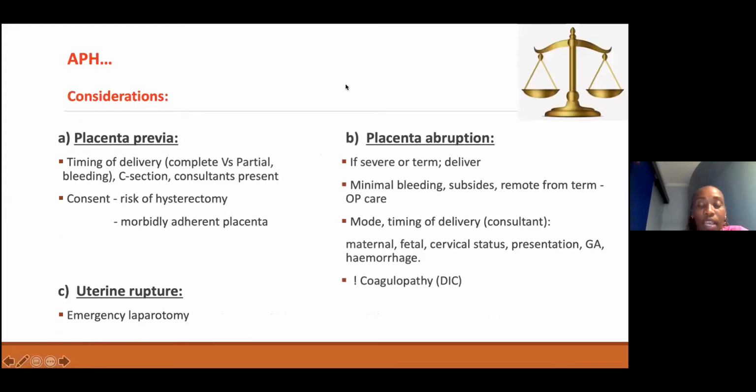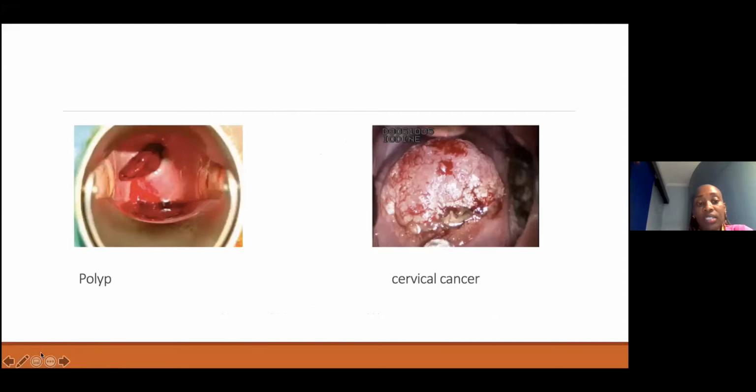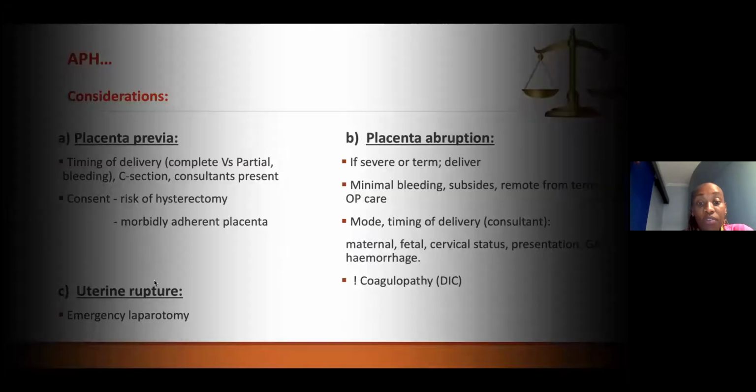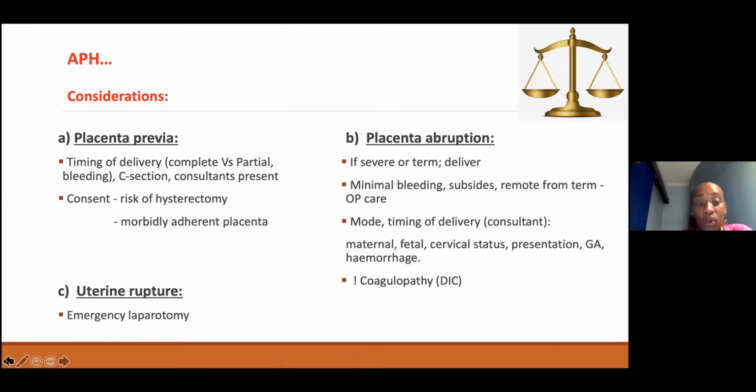Good. So with that said, you've done your initial acute management. There are some considerations which I won't dive into so much, because at this point you're going to manage the patient as a team. With previa, you need to consider when you are going to deliver this baby. Is it a complete previa, where the risk of hemorrhage is higher? Is it a partial? When these patients go for C-sections, the risk of hysterectomy is high, and we usually have that in the consent, and even the risk of placenta accreta is also high.